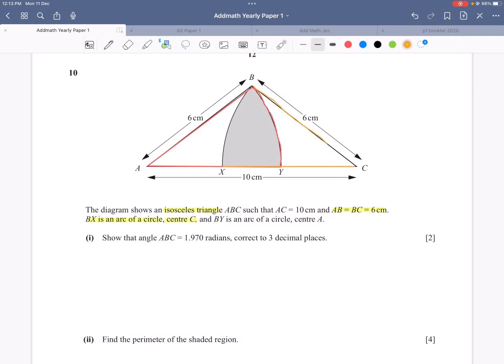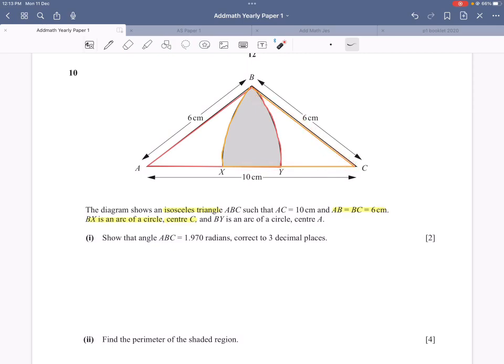So we got 2 sectors, right? Why am I highlighting it? Because these 2 lengths, the red ones, are equal because of radius, and these 2 orange lengths are equal because of radius. So that's why I am highlighting it.